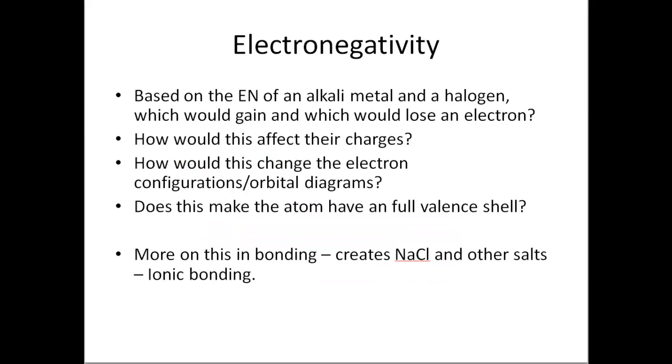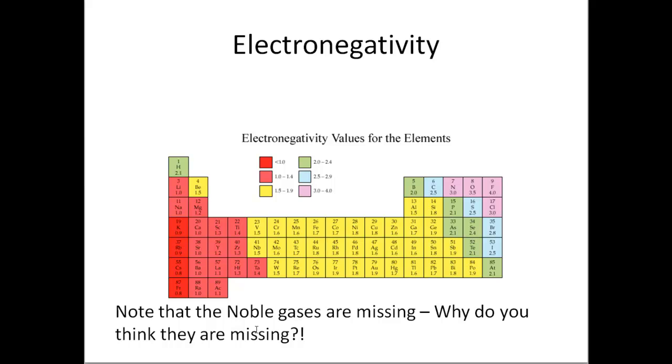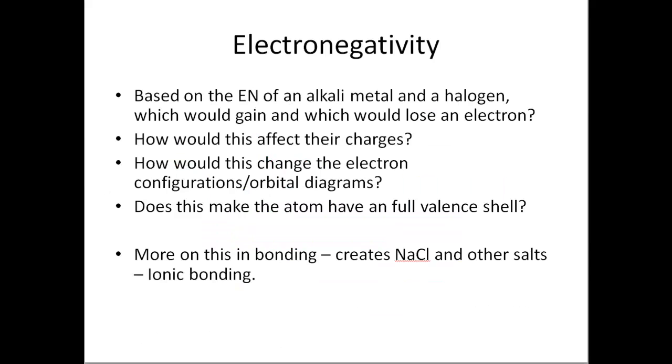So electronegativity, some questions about this. Based on the electronegativity, the EN, okay, of an alkali metal and a halogen, which would gain and which would lose an electron? So if you need to, here's your chart. How would this affect their charge? So what type of ion would they become? How would this change the electron configuration? So you might have to draw out your electron configurations, the whole 1s2, 2s2. If you need an orbital diagram, you can do that. That might help you. That's where you do the up and down arrows. And would this make an atom have a full valence shell or not?